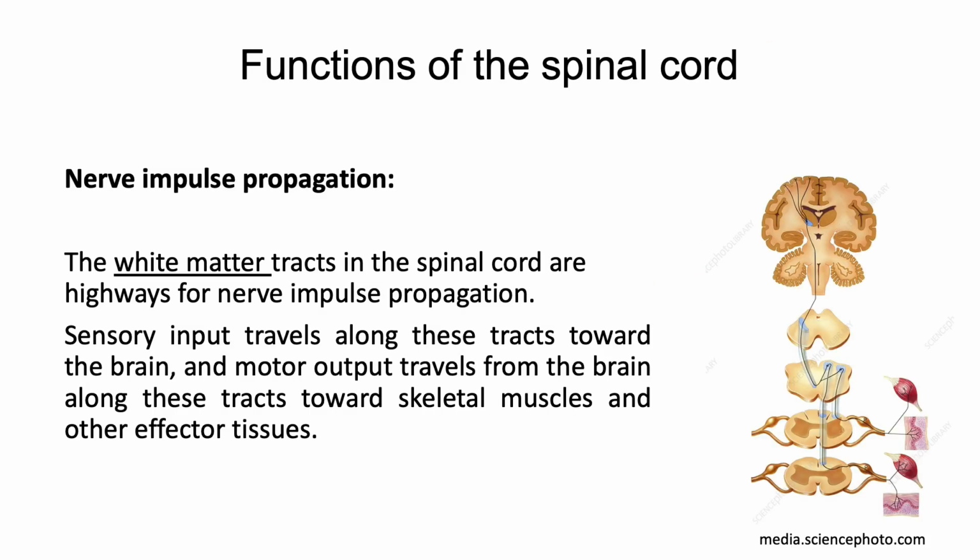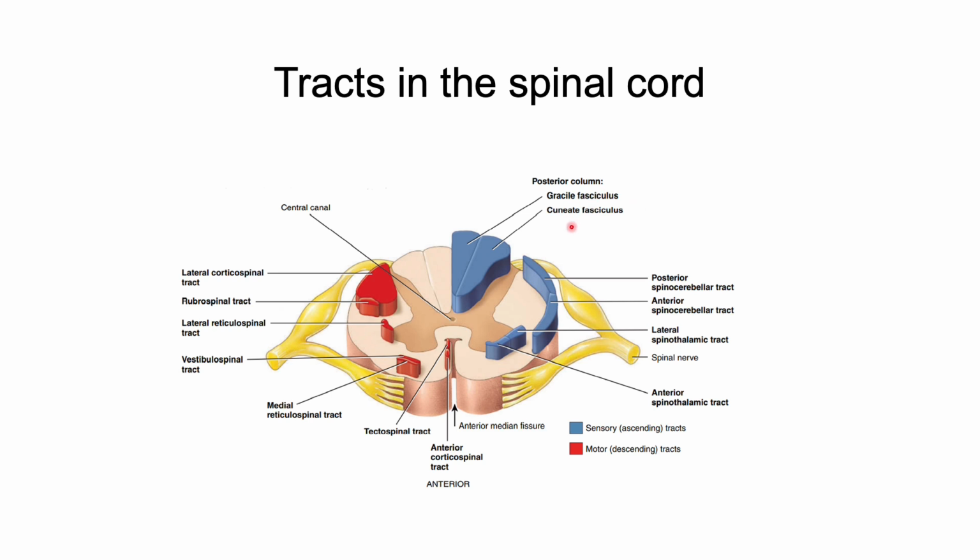Remember we talked previously about the somatic sensations and how they are transmitted up throughout the spinal cord up to the cerebral cortex. So this represents the first function of the spinal cord, which is nerve impulse propagation. Signals are transmitted through tracts located in the white matter of the spinal cord up to the higher centers in the central nervous system. These tracts can be either sensory or ascending tracts, or motor or descending tracts.